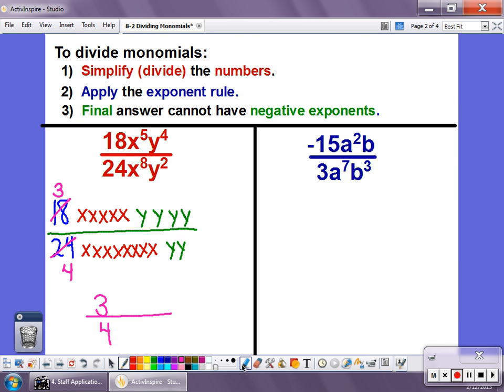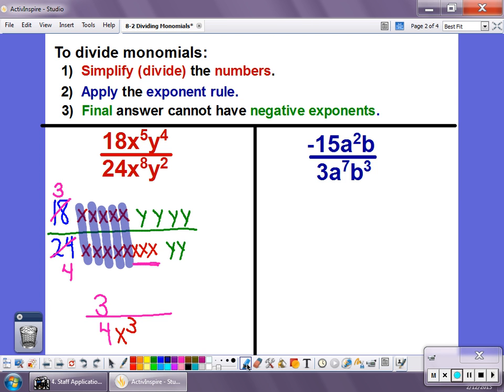Next, I want to look and see if there are any variables that I can cancel out. If I look, I can match up my x's for my numerator and my denominator and cancel them out 1 to 1. And when I do that, I can see that I'm left with 3 x's down here on the bottom. So I'm going to make sure I have 3 x's on the bottom. That's x cubed on the bottom.